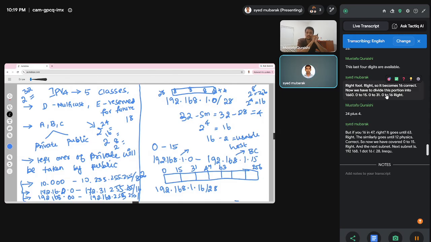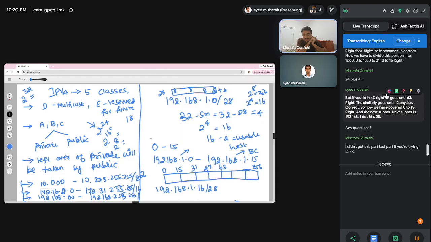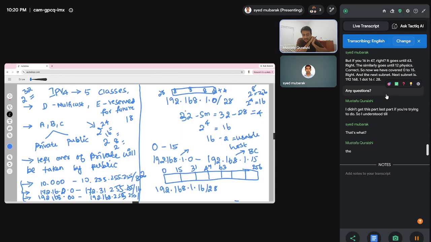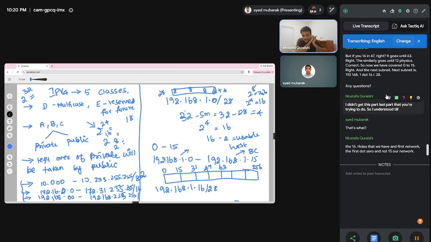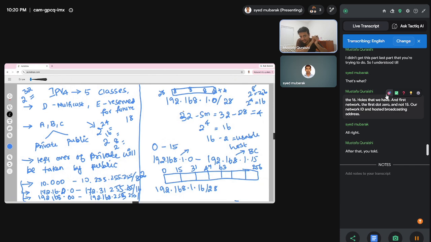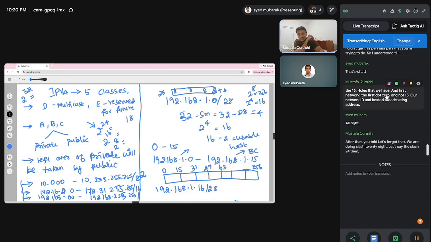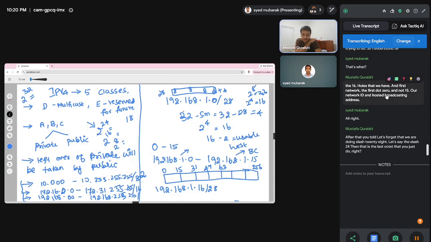Any questions? I didn't get the last part that we're trying to do. I understood up to the 16 hosts that we have, and the first dot 0 and dot 15 are the network ID and host broadcast address. After that, you said let's forget that we are doing slash 28, let's just say slash 24. Then that is the last octet that you just drew on the table on the screen, right? Yes.